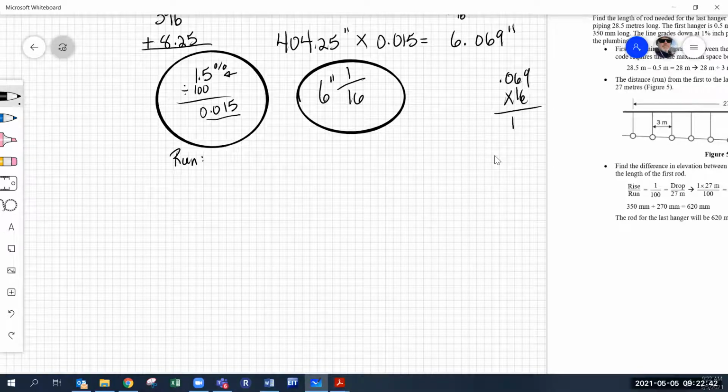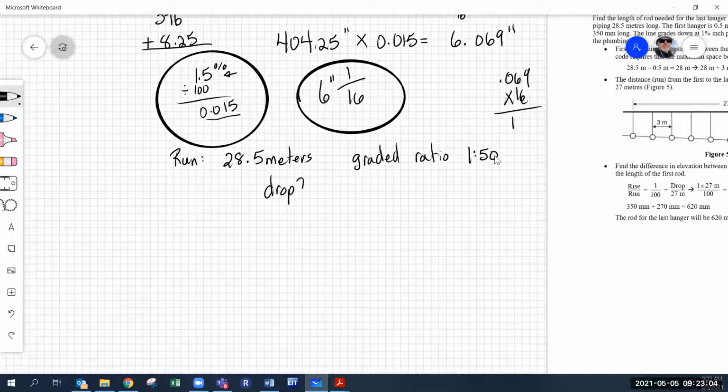Okay, I have a run of 28.5 meters. It is graded with a ratio of 1:50. I want to know what is the drop. Take a minute and put your answer in the chat.